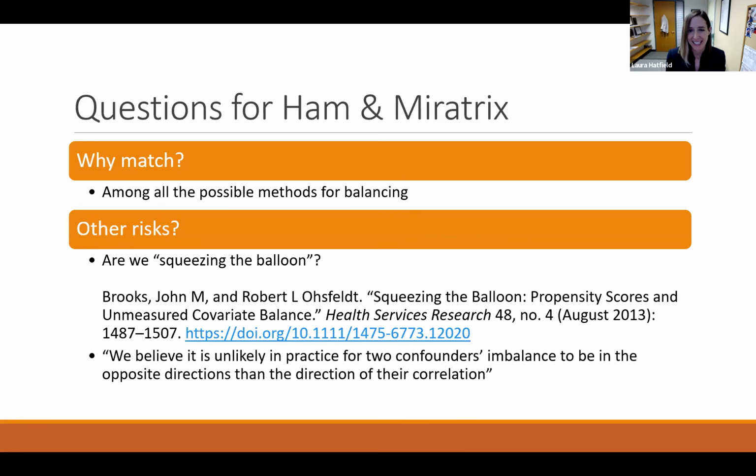The fundamental idea of that is, in a selection on observables identification strategy, which is different from Diff-in-Diff, right? This one depends on being able to totally balance the observed and unobserved confounders. They argue that by forcing the observed covariates to be closer to one another, in order for there to be any variation on treatment assignment, it must mean that the unobserved confounders are getting further apart in order to create that treatment and control group. Because if you were able to match away everything, they would have all gotten the same treatment. So are we squeezing the balloon here? And I think that this relates to a line in your paper, which says, we believe it's unlikely in practice for the two confounders in balance to be in the opposite direction than the direction of their correlation, but I'm not sure. So I'll stop there.